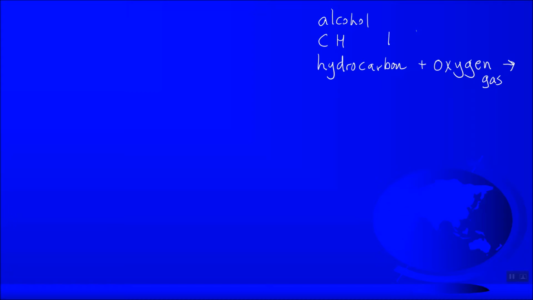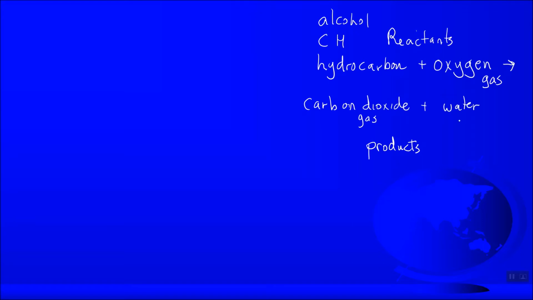Okay? We call the compounds or elements that react reactants. So when this hydrocarbon and the oxygen reacted together, when they interacted, when they broke each other apart, and they're going to reform new things, we call those new things products. So what products were produced? Carbon dioxide gas, and water gas, which we call water vapor. So these are the products of the reaction.